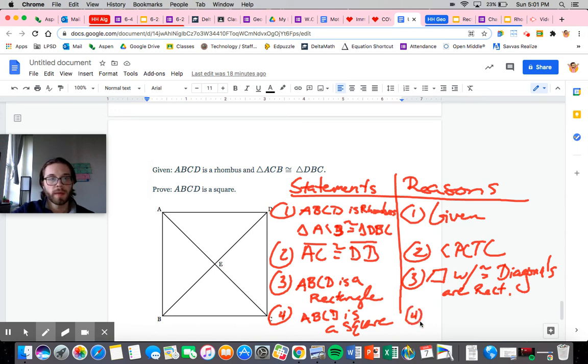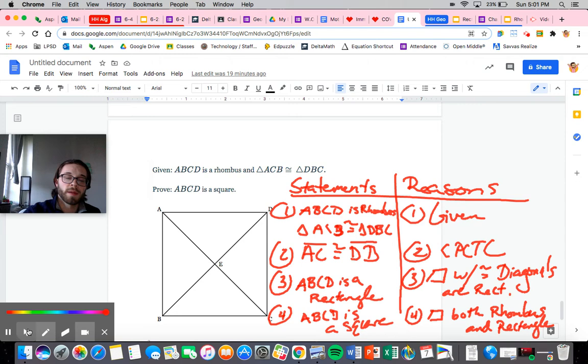Okay, so it is a square. Now, parallelogram, both, rhombus, and rectangle. So it is both. Because I know it is both, I know it is a square.